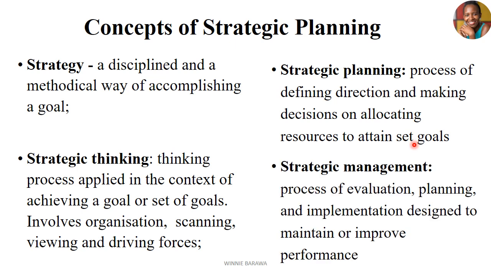And then the other part is strategic management, which is a process that combines evaluation, planning, and implementation, mainly designed to maintain or improve performance. So the agenda of management, as opposed to the other parts of strategy thinking and planning, is to improve or maintain a given performance.